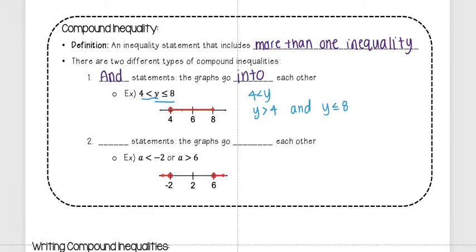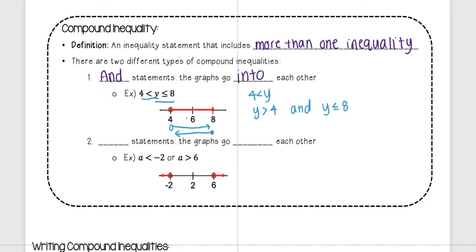When I'm graphing this, as we see here, I have y is greater than 4, so I have a strictly greater than, so I have an open circle here, and I want everything greater than it, so I go to the right. I'm going to write this down below. And I have that y is also less than or equal to 8. So I have the closed circle here, and I want everything less than it.